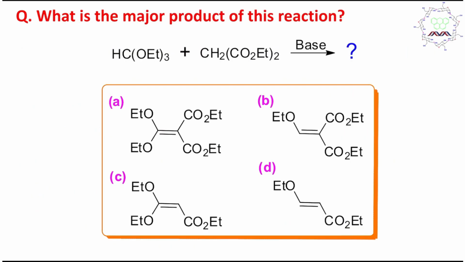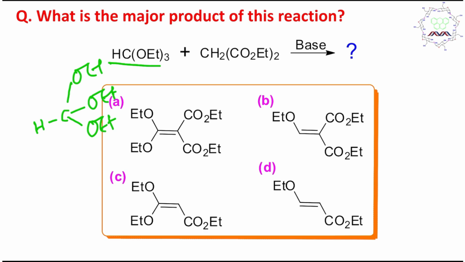So let's come back to our MCQ. What is the major product of this reaction? Student, this is actually nothing but triethyl orthoformate. I have already discussed orthoesters, so please visit. This is a very interesting group of molecules.